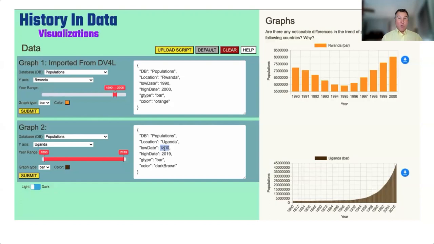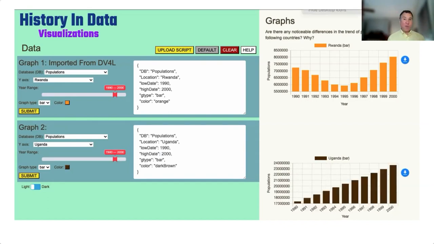So it's to help people understand the relationship between things they've done before and the things they can now do with the programming language. As I said, these are very small programming languages, not Turing complete, and you have now seen everything there is to know about DV4L. Let me show you another one.